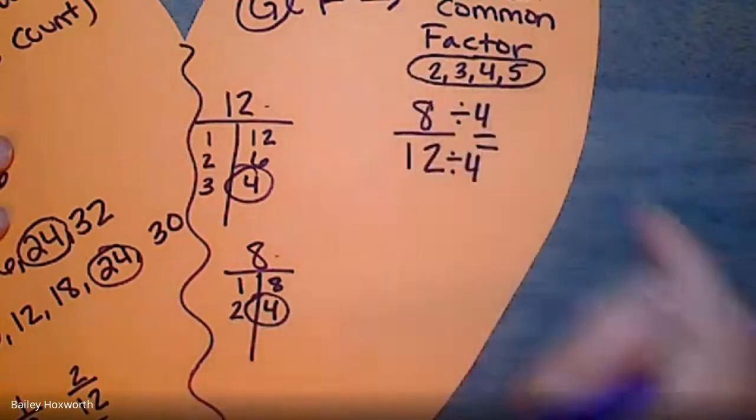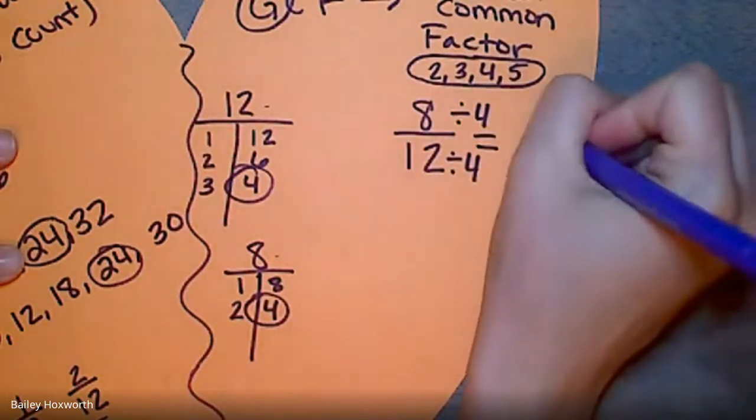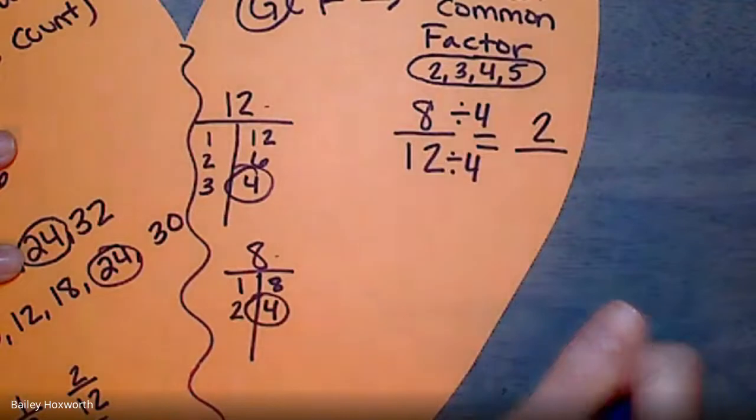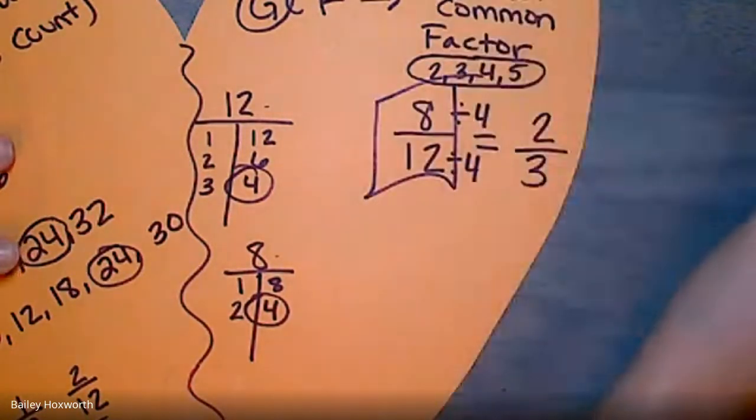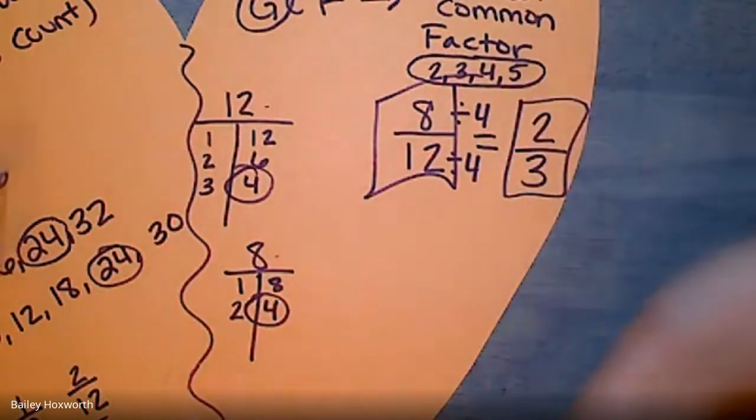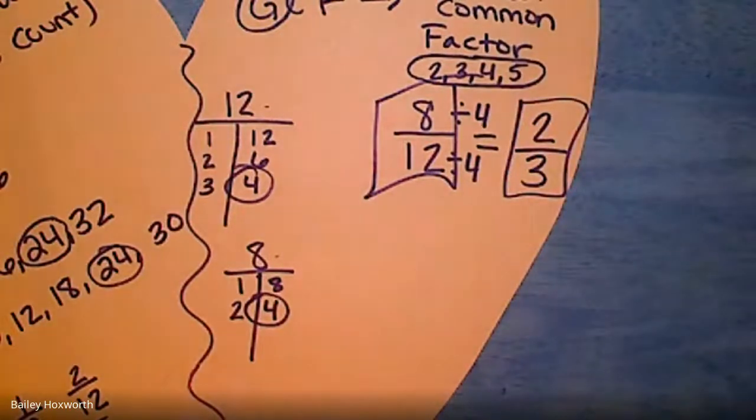So what is 8 divided by 4? 2. And what's 12 divided by 4? 3. So 8/12 can be simplified to 2/3. They are also called equivalent fractions.